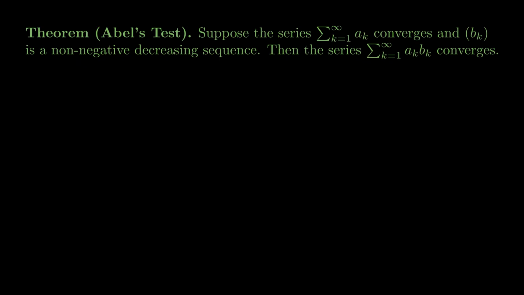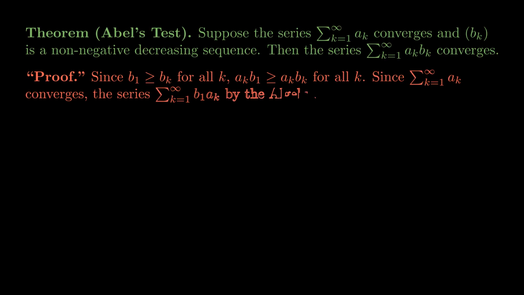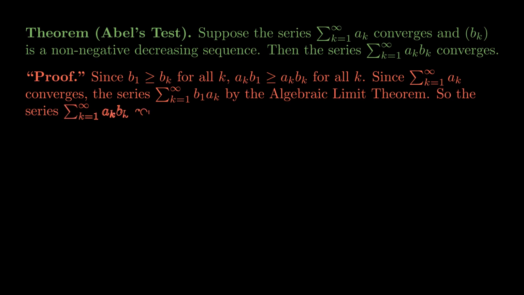See if you can spot what's wrong with this argument. Since b1 is greater than or equal to bk for all k, ak b1 is greater than or equal to ak bk for all k. And since the series ak converges, the series b1 ak converges by the algebraic limit theorem for series, and so the series ak bk converges by comparison.